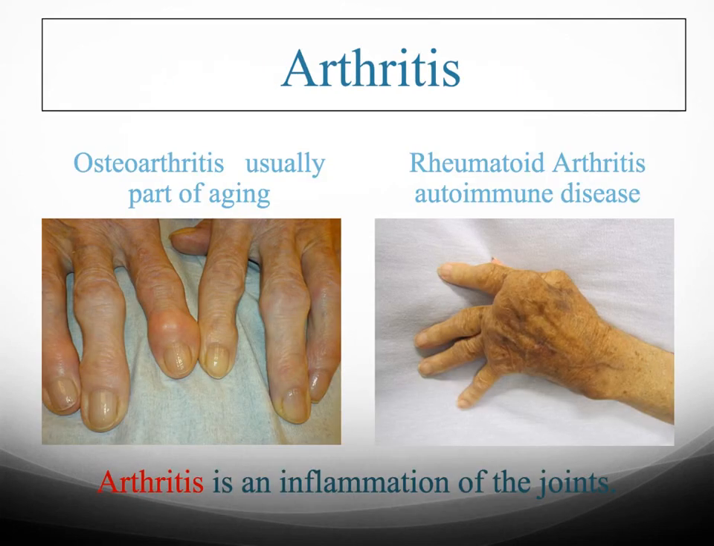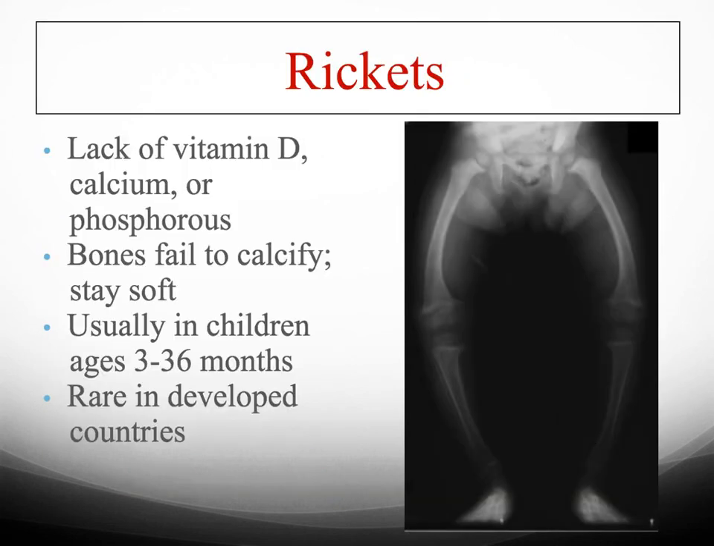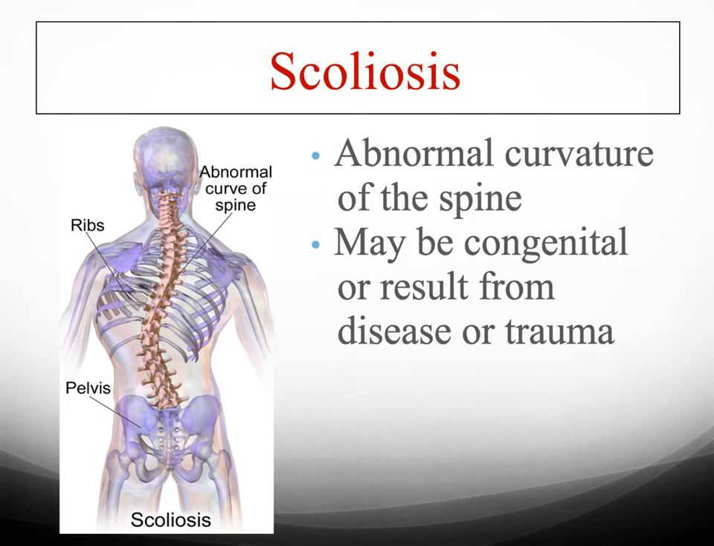This is just arthritis, rheumatoid arthritis, and osteoarthritis. This is just an inflammation of the joints. Scoliosis, you've heard of that before. This is usually congenital or a result of a disease or a trauma, but this is a curvature of the spine.